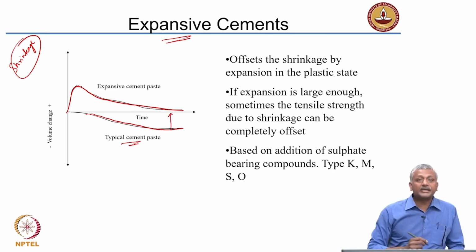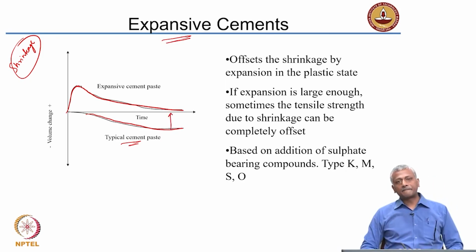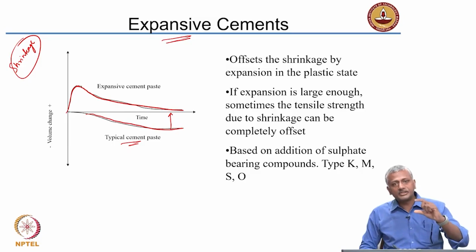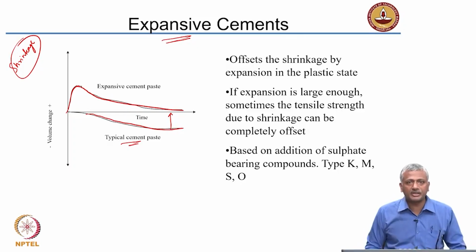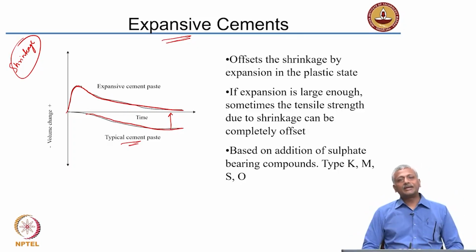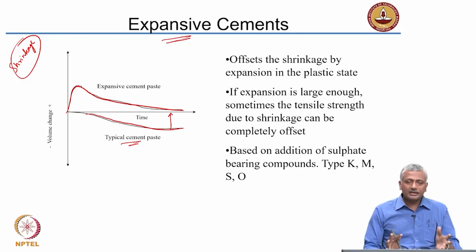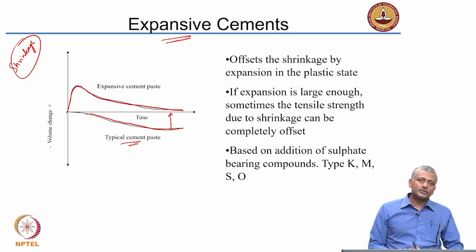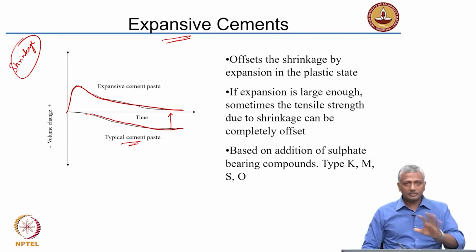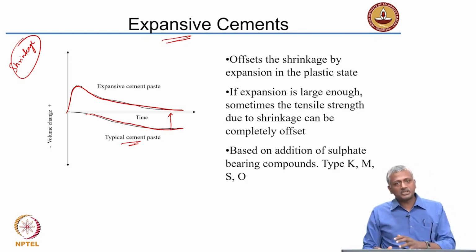But what is happening as a result? Your net shrinkage is being brought down significantly. The net shrinkage is being reduced significantly. That means the stresses that will be caused because of shrinkage will be reduced in an expansive cement paste. Okay? For several applications, we use expansive cement to produce a net zero shrinkage, or sometimes even a net expansion in the concrete sometimes. Okay? These are produced by adding special compounds to the cement. Okay? They are not regular cement, but they are produced specially.